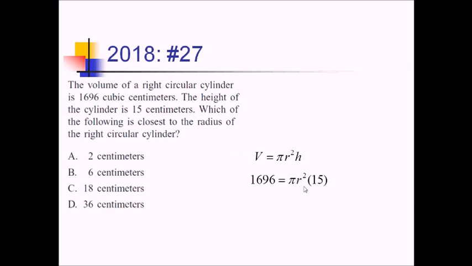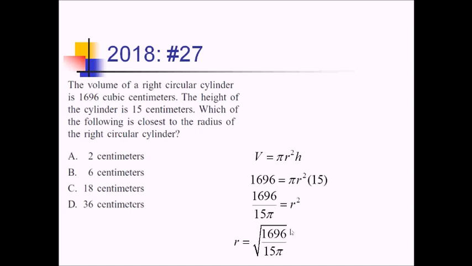So this is going to take a couple steps here. We're going to have to divide by everything that's not r squared. So we have to isolate r squared. So we'll divide 1696 by pi, and we'll also divide by 15. So we have r squared equals 1696 over 15 pi. Next, we're going to go ahead and square root both sides.